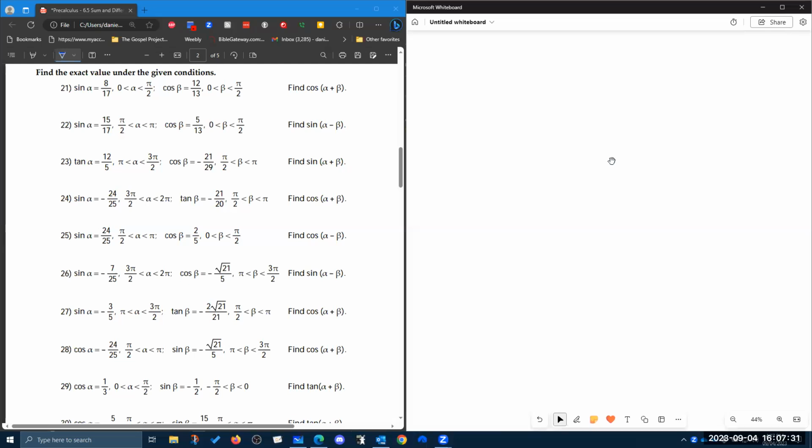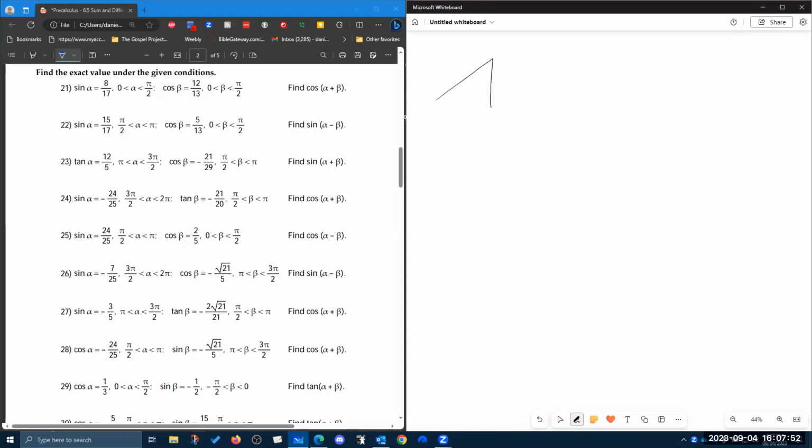In this video, we're going to use sum and difference identities again, but we have to evaluate the sum or difference identity on the right-hand side under the conditions given to the left. So we have sine alpha is 8/17 and alpha is in quadrant 1.